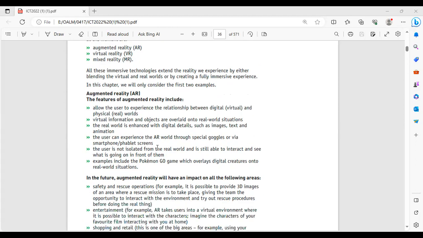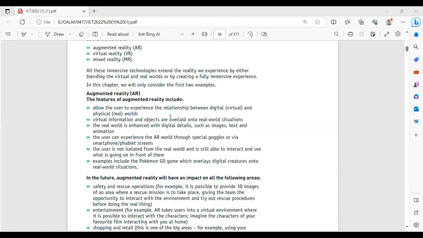Yes, sir. Augmented reality, do you know that? No, sir. Never heard of it. Shumail, have you heard about it? No, sir. You don't have any idea. Okay. So what it says basically, augmented reality.